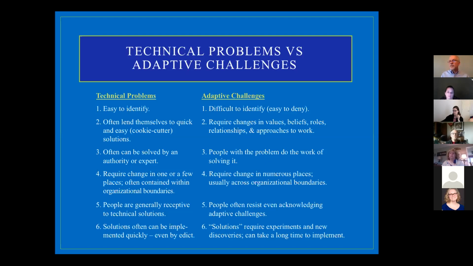Technical problems really live over on the left side of your brain where all the logic takes place. Adaptive challenges take place over here on the right side where more emotions and feelings are handled. And adaptive leadership recognizes that there are multiple perspectives even on the issues that we're dealing with. And that's how we tackle them, to get everyone to come along in meaningful ways.